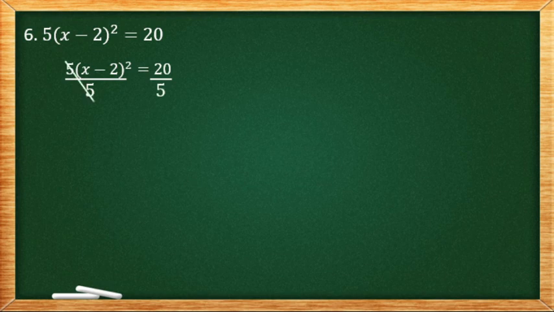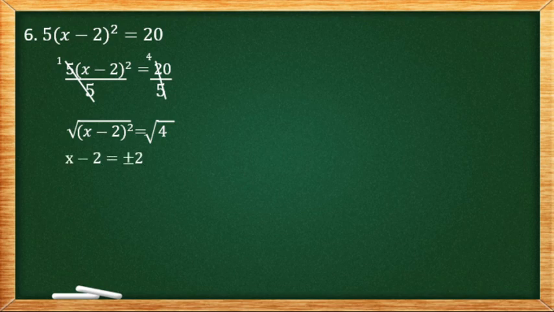So, magiging cancel. 20 divided by 5, 4. So, ang matitira, x minus 2 squared is equal to 4. Now, anong next step? So, same steps lang. Square root both sides. Di ba mawawala yung square root and exponent 2? That's why magiging x minus 2 is equal to positive or negative 2.